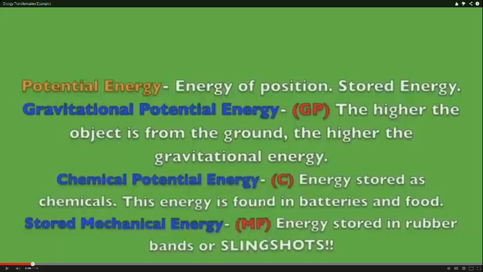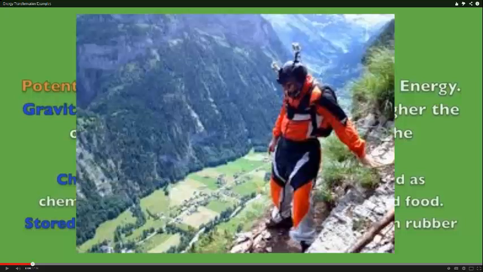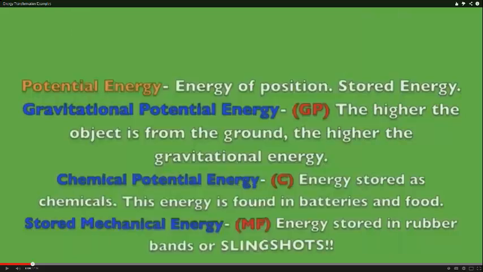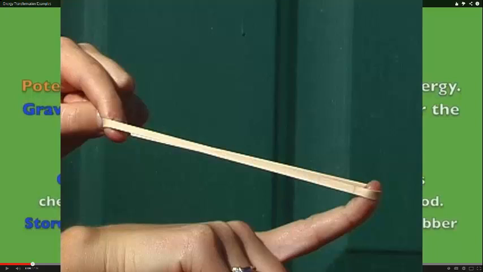This is the energy of position or stored energy. And there are three types. Gravitational potential energy: the higher the object is from the ground, the higher the gravitational potential energy. Chemical potential energy: this is energy stored in chemical bonds. This is the one that's going to be important for cells. And stored mechanical energy, like a slingshot or a bow and arrow.